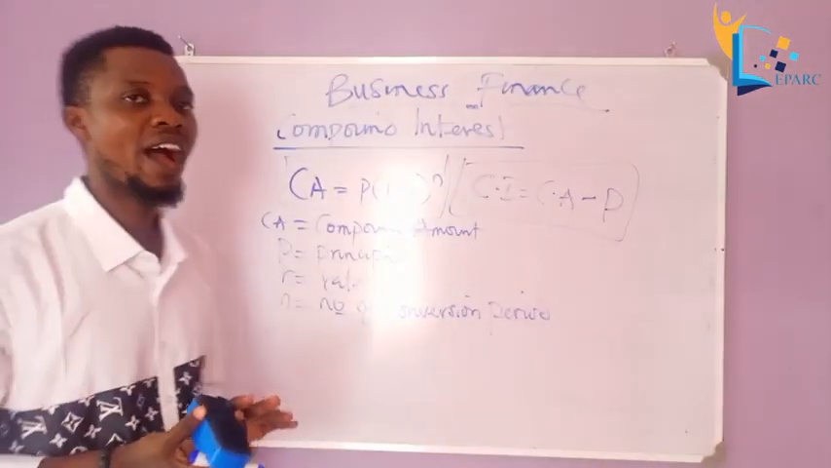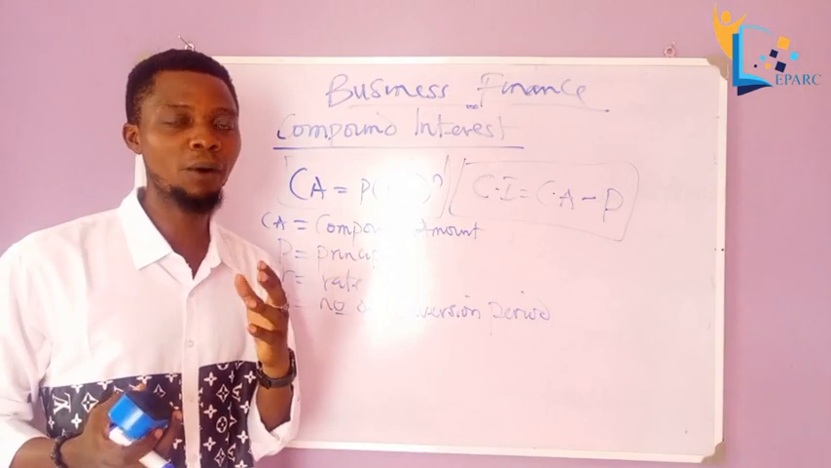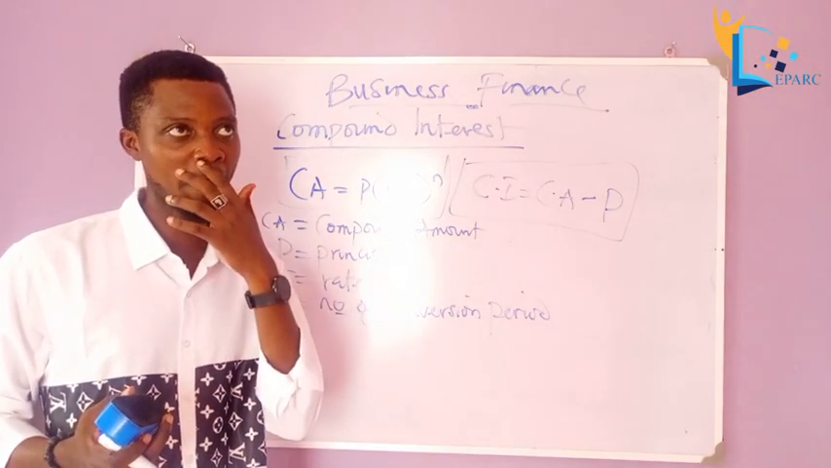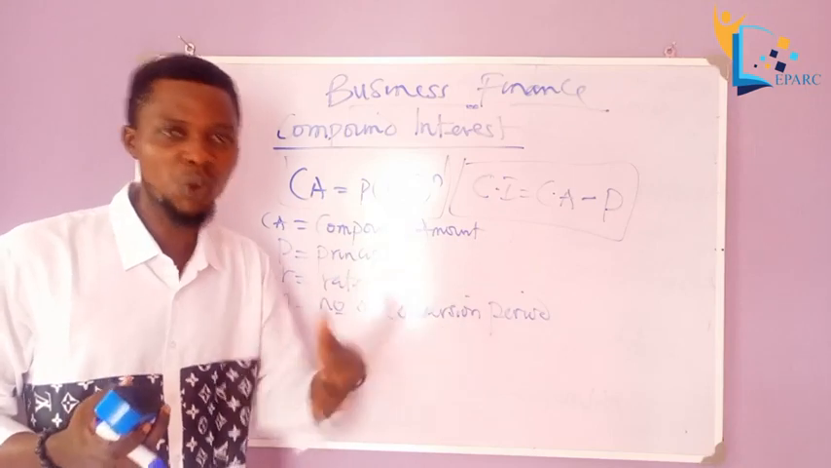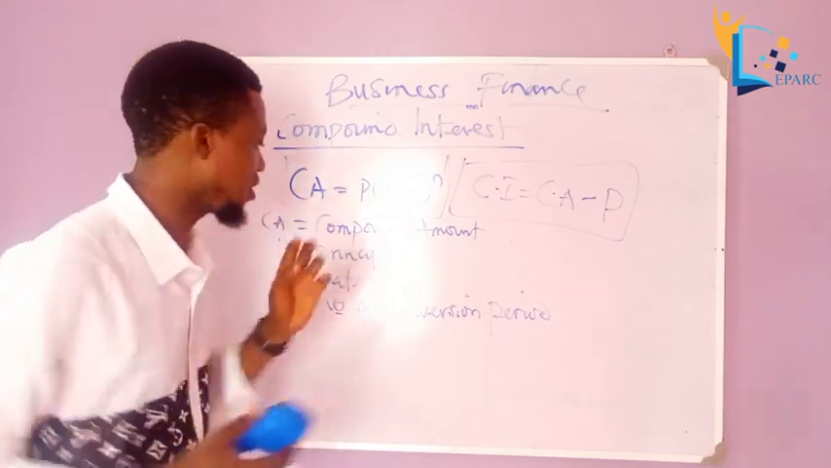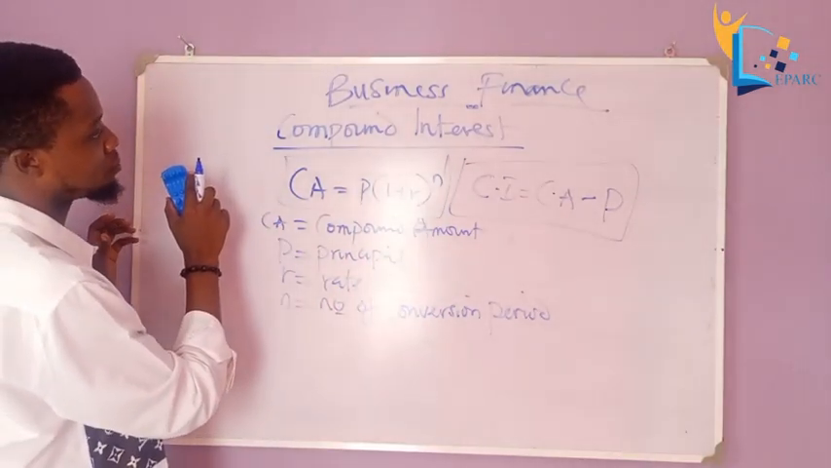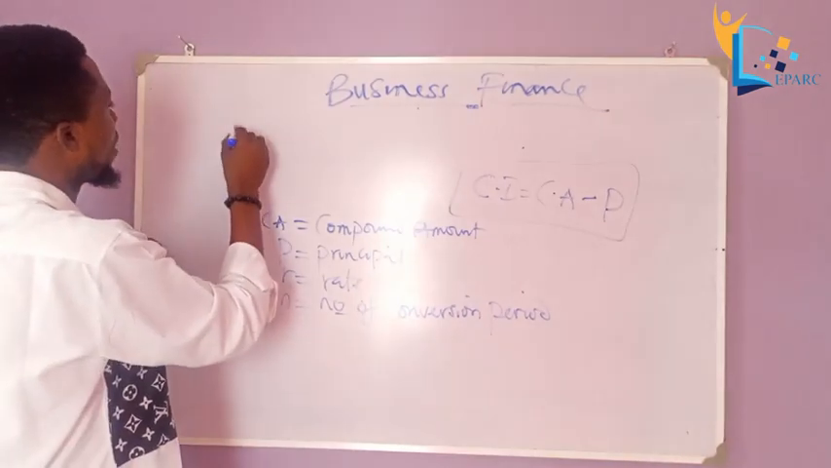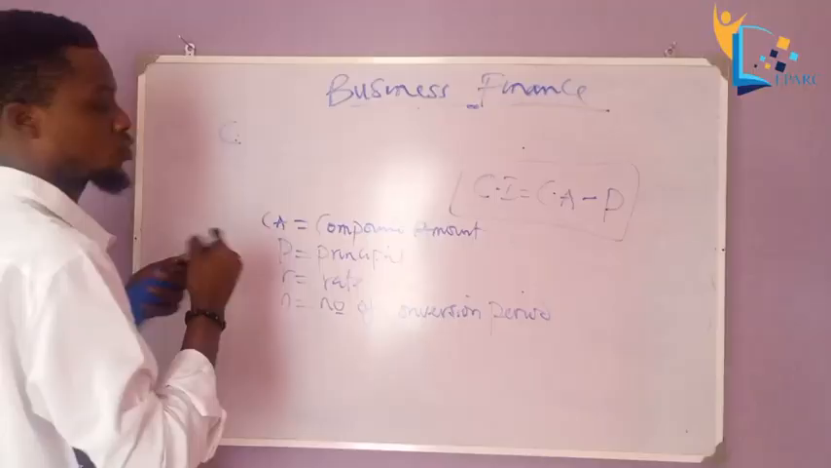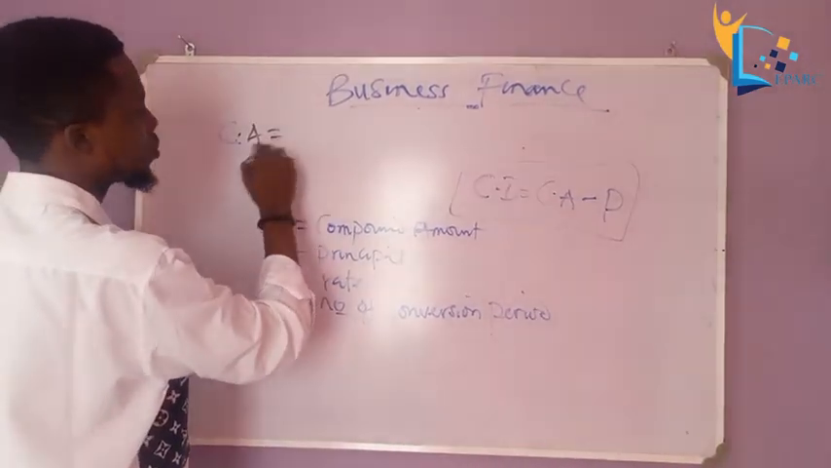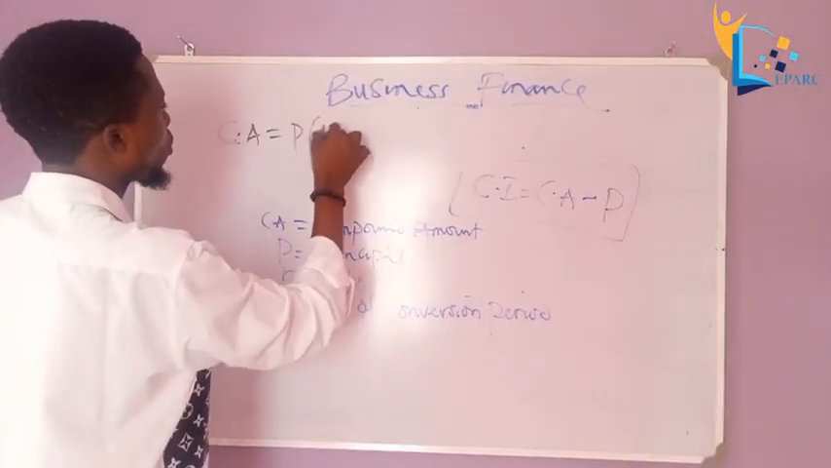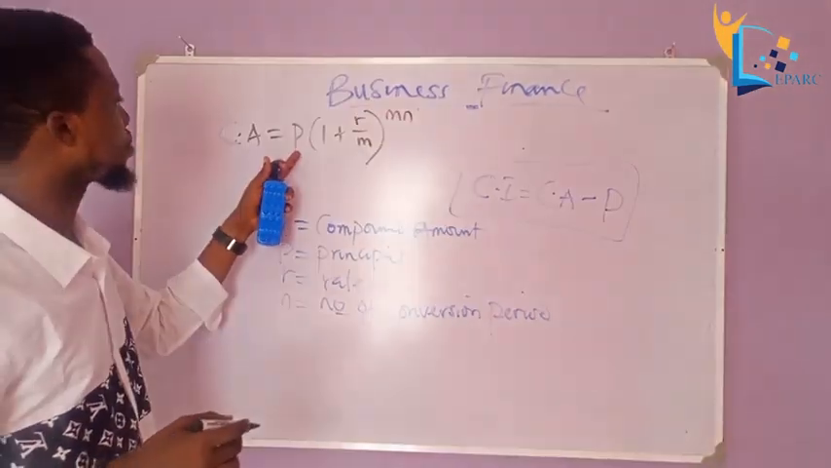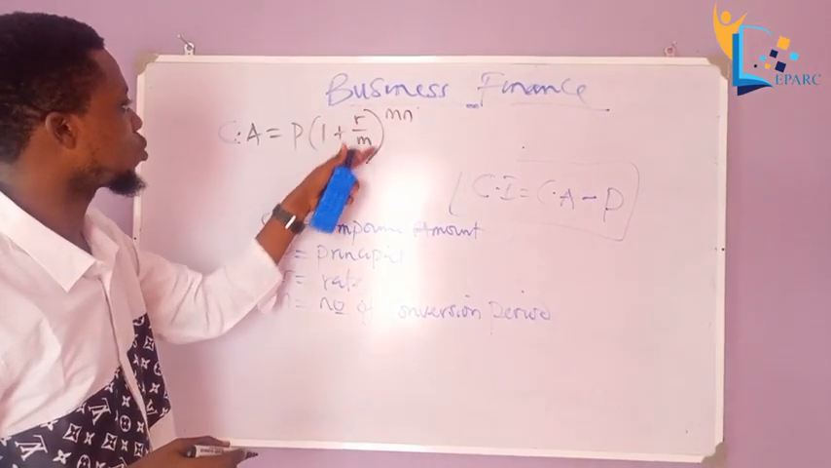So now, what about when we have situations where interests are compounded more than once in a year? Like quarterly, like semi-annually, like monthly, like daily, and weekly. So these are more than once in a year. So the formula will now be, let me use this space, I can wipe this off. Compound amount is equal to principal open bracket 1 plus R all over M close bracket MN.